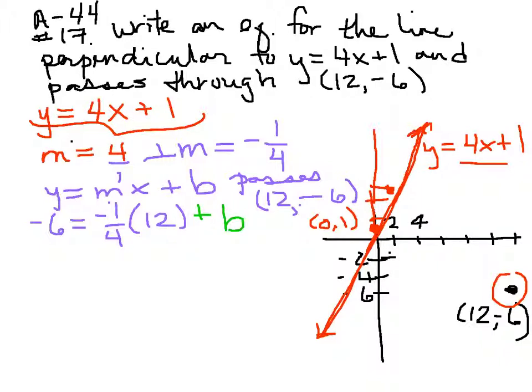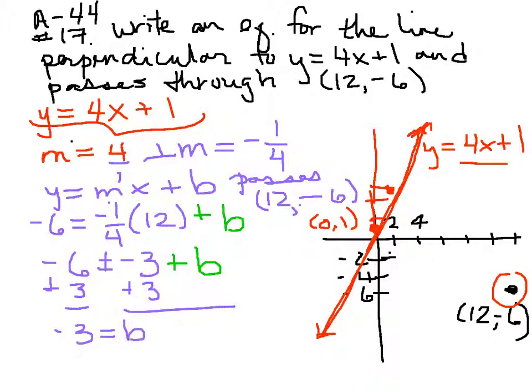So if I do that, I get -6, and then -1/4 times 12 gives me -3, and I have plus b. So now I'm going to add 3 to both sides of this equation, and I end up with that -3 is equal to b. And then I go back and I substitute that back into my equation.